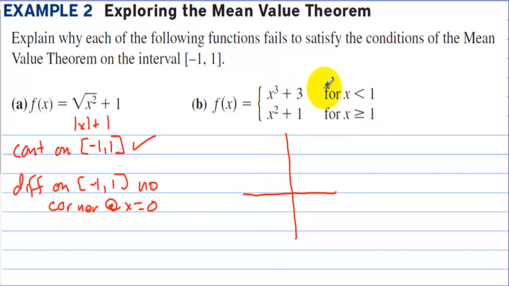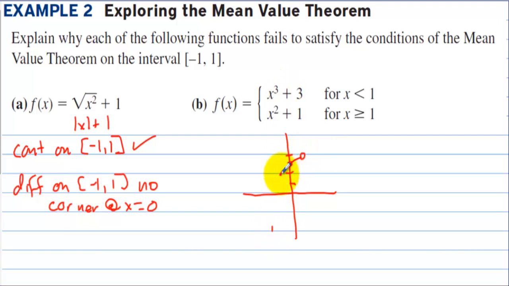When we plug 1 into the first little equation here, to the first piece, we get 1 plus 3 is 4. 1, 2, 3, 4. So 1, 4, and that's going to be an open dot. If I plug 0 in, I get 3. If I plug -1 in, I get 2. If I plug -2 in, we get -5, so it's way down here.